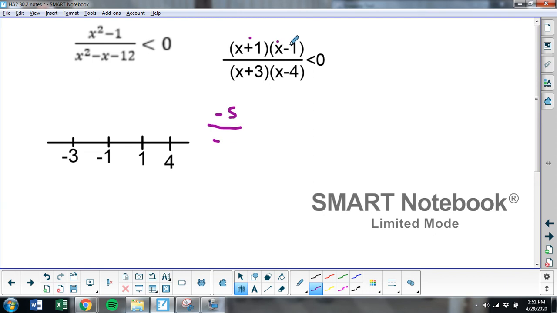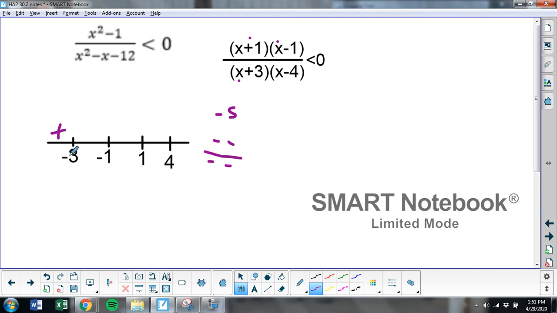Plug in a negative 5 here, this parentheses is going to be negative. Plug in a negative 5 here, negative. Plug in a negative 5 here, negative. What happens when I have negative times negative over negative times negative? Well, that's going to end up being a positive over a positive. So over here, I would like you to put positive.